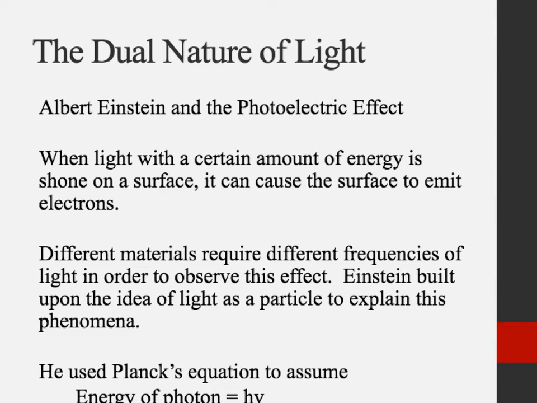So that's how Max Planck worked through the blackbody radiation. Then along came Albert Einstein and the photoelectric effect. When light with a certain amount of energy is shown on a surface, it can cause the surface to emit electrons. Different materials require different frequencies of light in order to observe that effect. Einstein built upon the idea of light as a particle to explain this phenomenon, and he used Planck's constant and his equation to assume that the energy of a photon is equal to h nu.